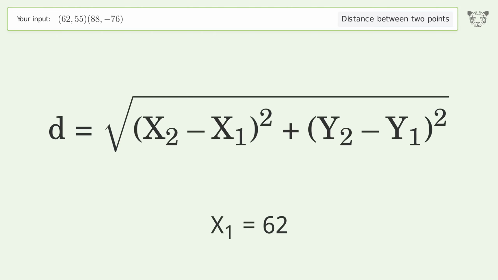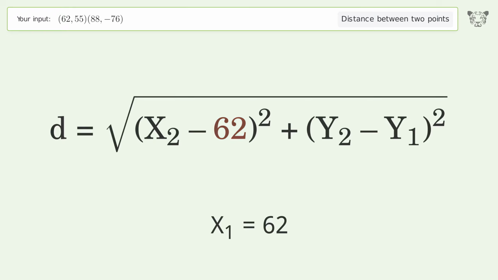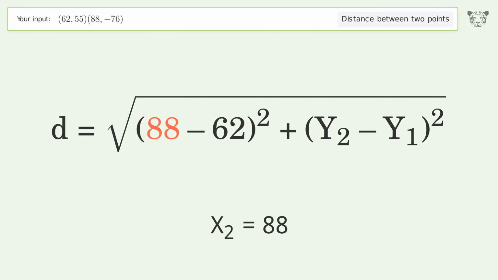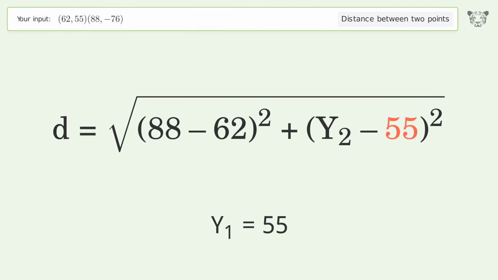x1 equals 62. x2 equals 88. y1 equals 55. y2 equals negative 76.